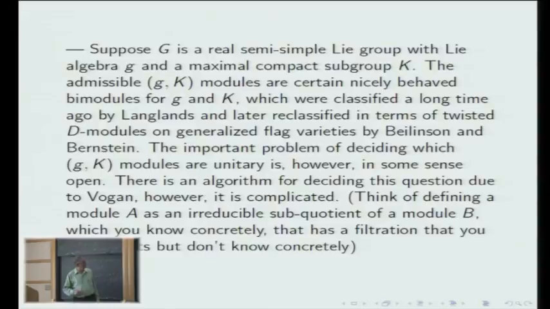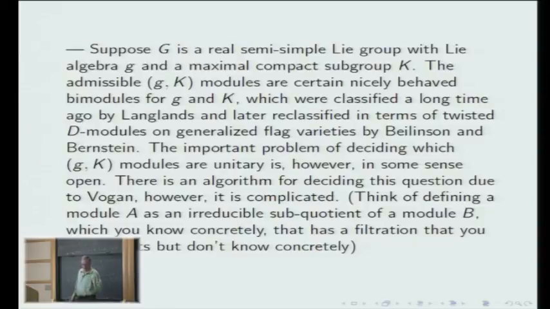These Harish-Chandra modules, the irreducible ones, were classified a long time ago by Langlands, and reclassified by Beilinson and Bernstein. The important issue, though, is that these are general Harish-Chandra modules, nothing having to do with a unitary representation of a real semi-simple Lie group, which is the ultimate object of interest. So the question is, among the Harish-Chandra modules that you know, which ones are unitary?